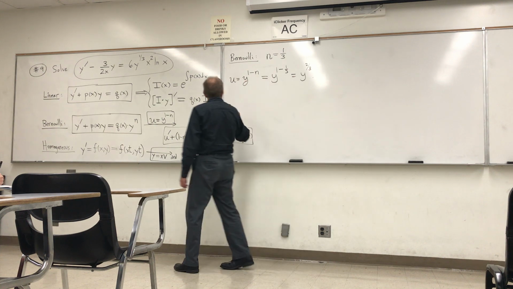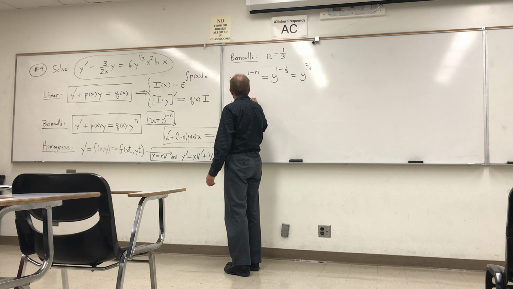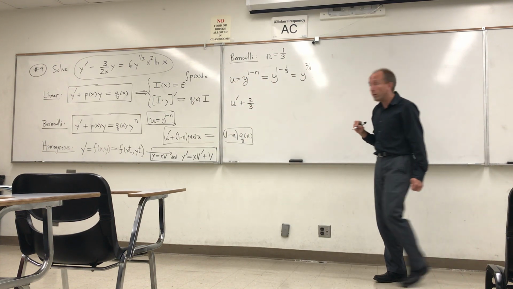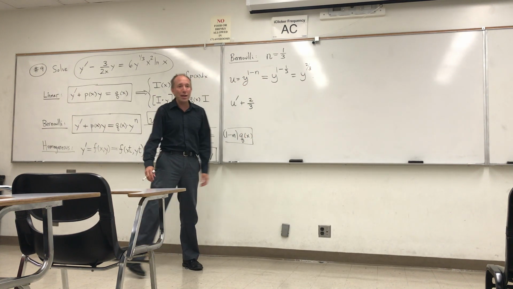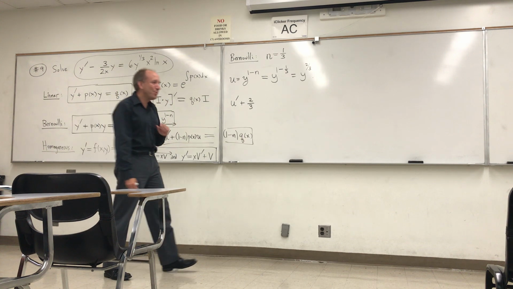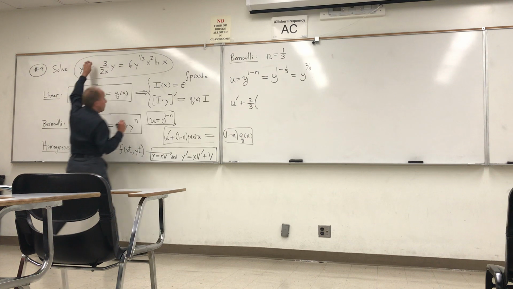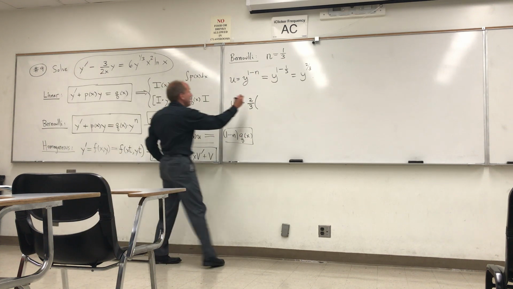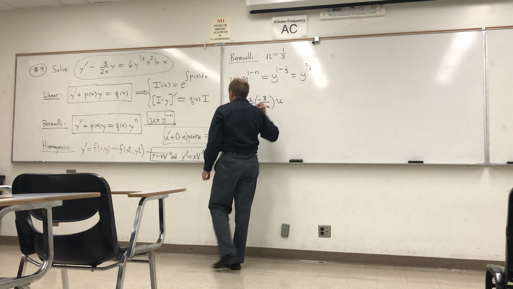Okay? So what we're going to have is u prime plus 1 minus n. Make sure you get this number correct. It's 2/3, right? 1 minus n is 2/3. If you get that wrong, the whole problem is going to go wrong. So you got to get the 2/3 in there. And then we have the p of x. P of x is just whatever the coefficient of the y was right here. Be sure to include the minus when you're subtracting. That's part of the p of x. So negative 3 over 2x, and then that's times u.